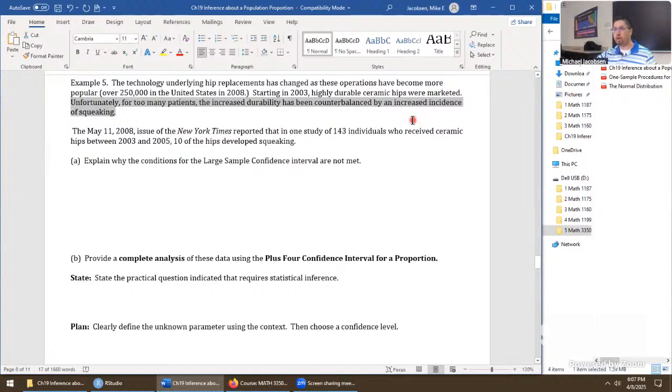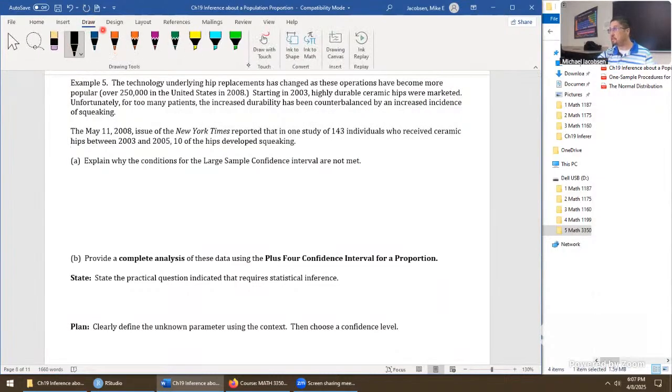So we're interested in, well, how many of these hips starting in 2003 had this kind of problem? It goes back to the May 11th, 2008 issue. That's why they gave us data in 2008 of the New York Times reporting that in one study, it says here, 143 individuals who received ceramic hips between 2003 and 2005, so really constrained in that time frame, 10 of them developed squeaking. Not something you can easily fix. That's just now a lifelong situation the person likely has to go through.